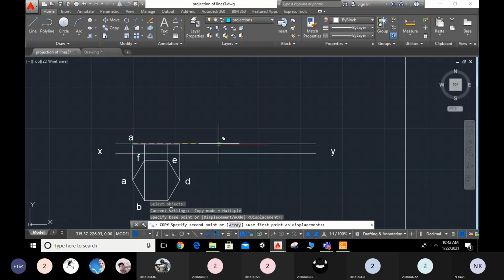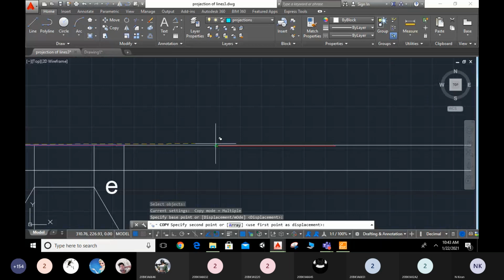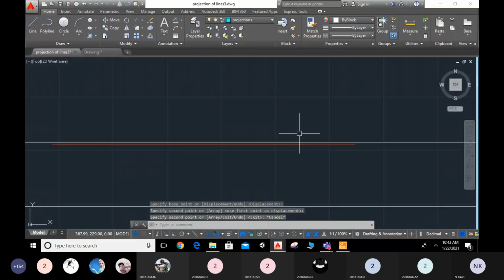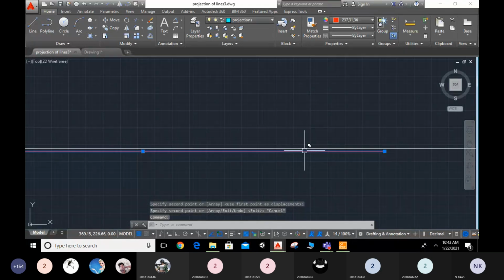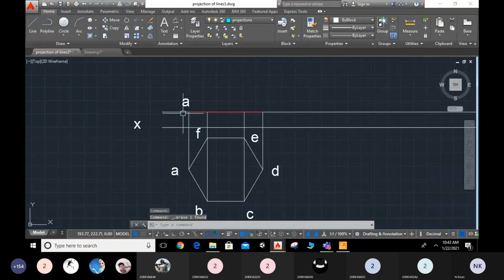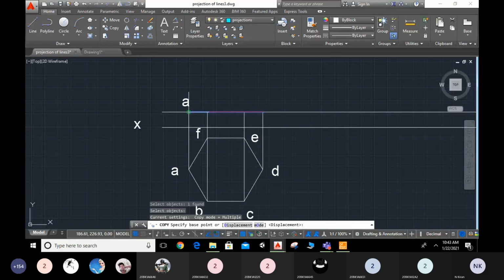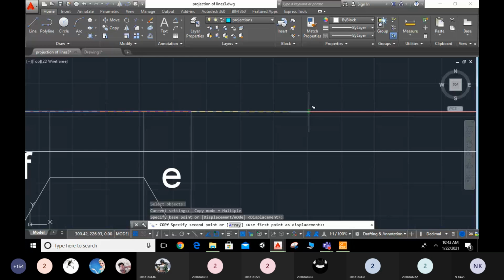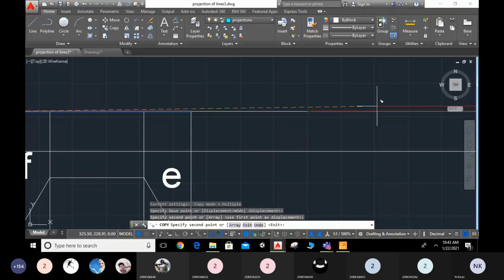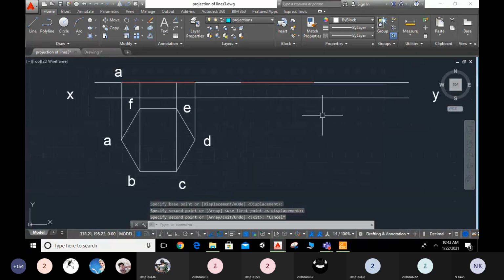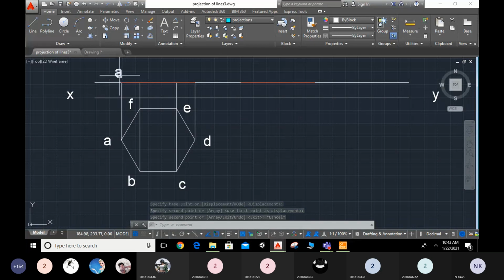So I will place it on the same line, or else you can place it anywhere. But if you place it on the same line, it will be somewhat easy. Okay, I will place it somewhere here on this line. I have copied that line. Somewhat it came below that line, so it should not be like that. Exactly, it should be on the line so that it will be somewhat easy. Okay, I will select copy, I will select this object, enter, and I will select this base point and move it somewhere on this line. Escape. Now I have copied this line.